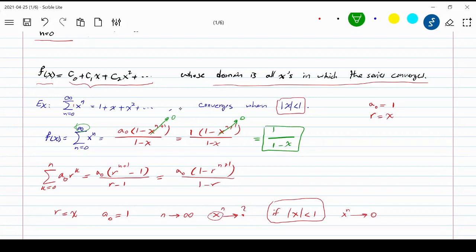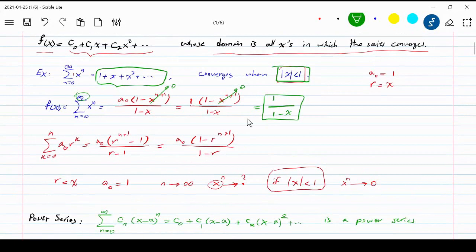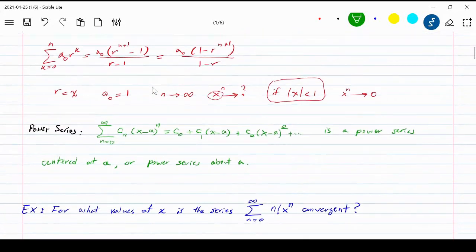So this is a representation of that power series. Or you can say this function could be represented as that summation. They're equal to each other. And this is only true if the absolute value of x is chosen less than a certain value. Okay. So this is kind of a relationship between the function and that power series.